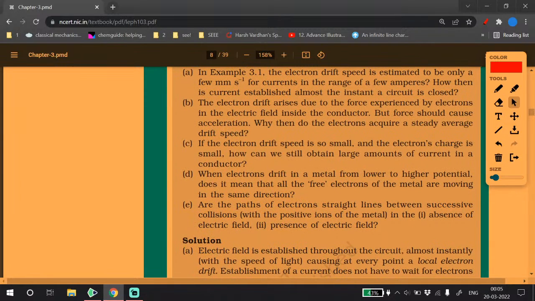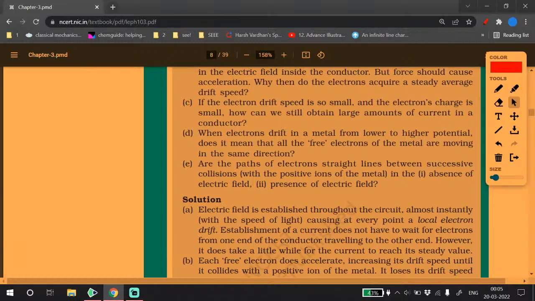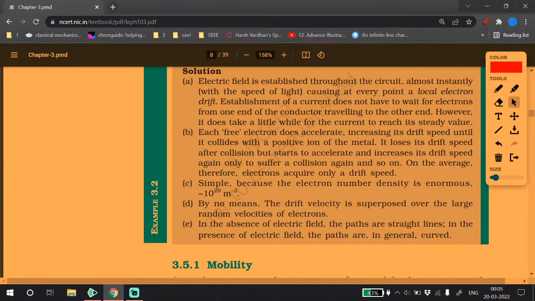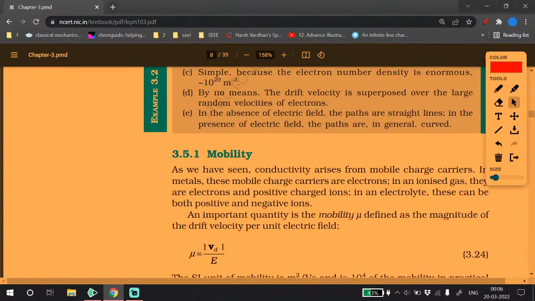A large amount of current can be obtained because there is a large density of electrons in the conductors. For D, no, absolutely not. They collide and move in a random path. Only on average do they move from lower to higher potential. From our electric field topic, we know that when we release an electron, it covers a parabolic path. So in the presence of an electric field their paths are curved, but in its absence they are straight, with normal collisions.